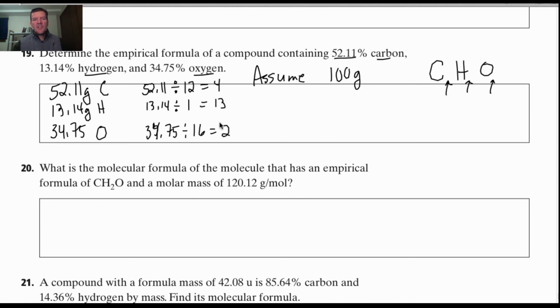Now, if these were not close to whole numbers, then you'd have to divide everything by the smallest of these numbers to get whole numbers. But they're pretty close to whole numbers here. Okay, so it looks like my formula is going to be C4H13O2. Okay?